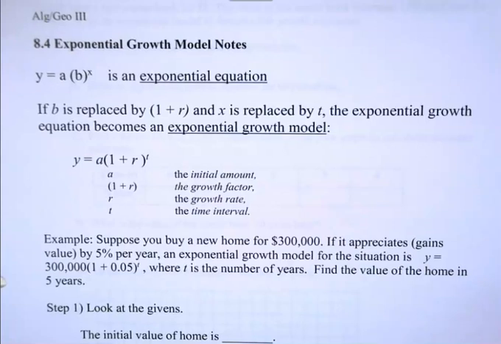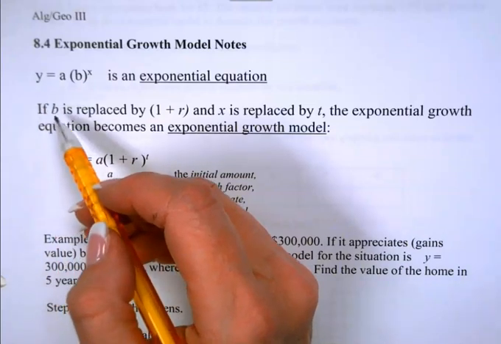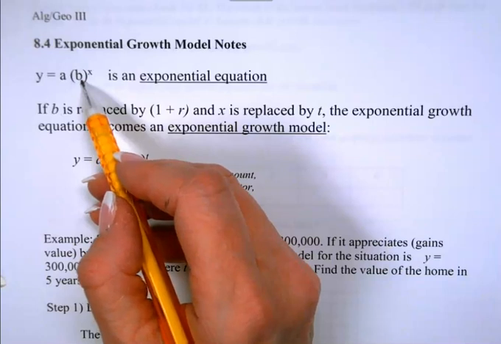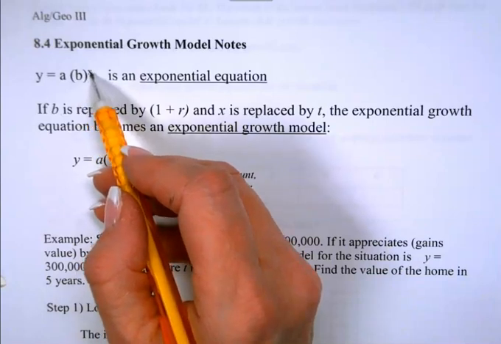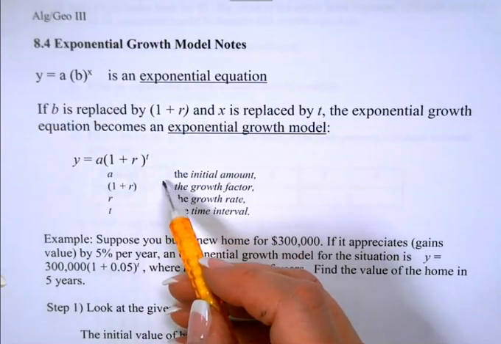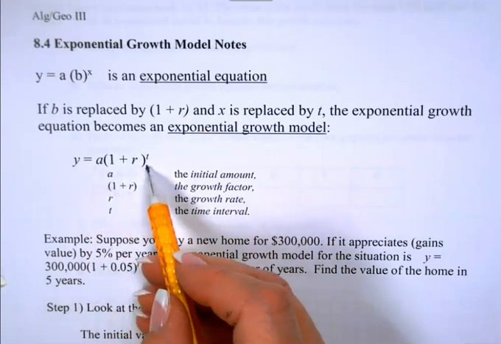Today we're going to look at exponential growth models. An equation in the form y equals a times b to the x is called an exponential equation. If the b value is replaced with 1 plus r, and I replace my x with t, I end up with an exponential growth model, which I've written down here.